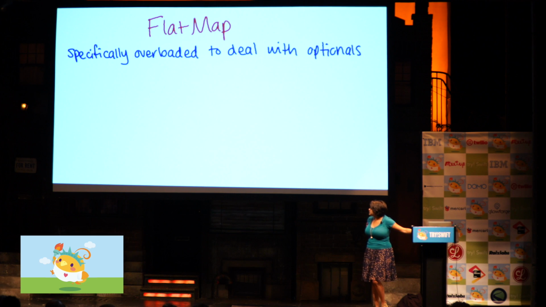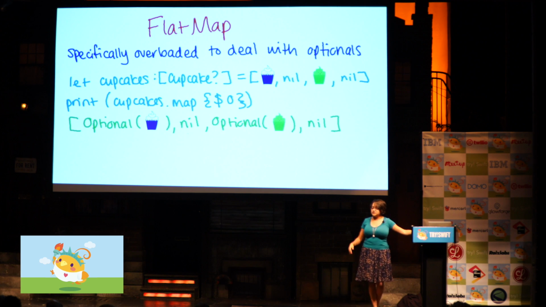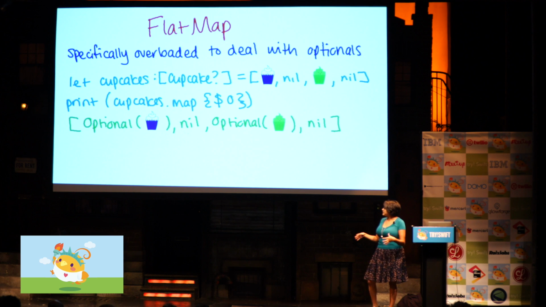Flat mapping is also specifically overloaded to deal with optionals. This is where flat mapping becomes super powerful in my mind, and I really love it. So if you had a box of cupcakes and some of the slots had nil cupcakes in them, there weren't any cupcakes, I already ate them, so you had this box of 4 cupcakes and there are only 2 real cupcakes in there.